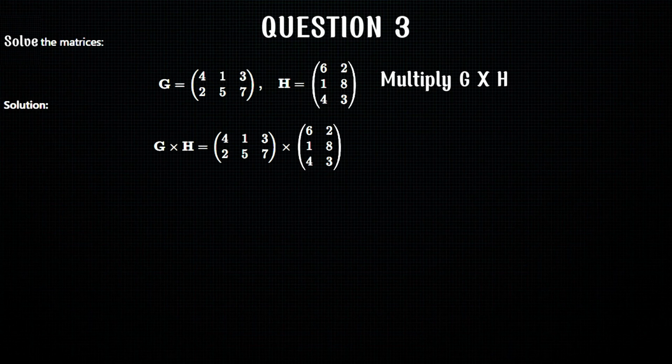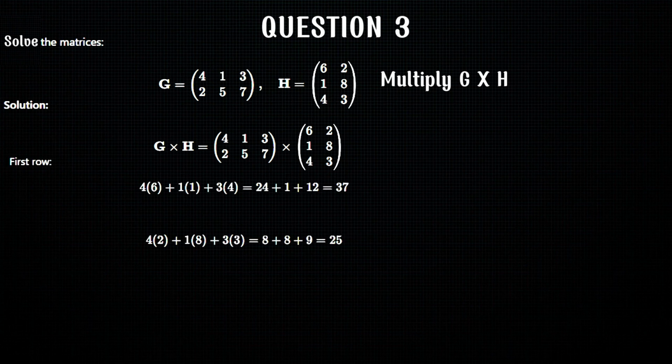Just as the way we've solved the first and second questions, by taking the first row of matrix G and multiplying it with the first and second columns of matrix H, and taking the second row of matrix G and multiplying it with the first and second columns of matrix H. Let's proceed. So for the first row, we have 4 times 6 plus 1 times 1 plus 3 times 4, which is equal to 24 plus 1 plus 12, which our final answer is 37.